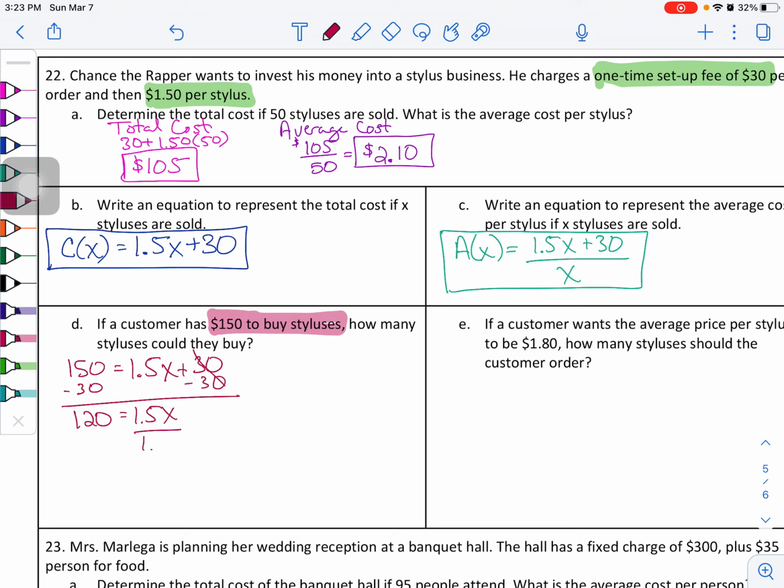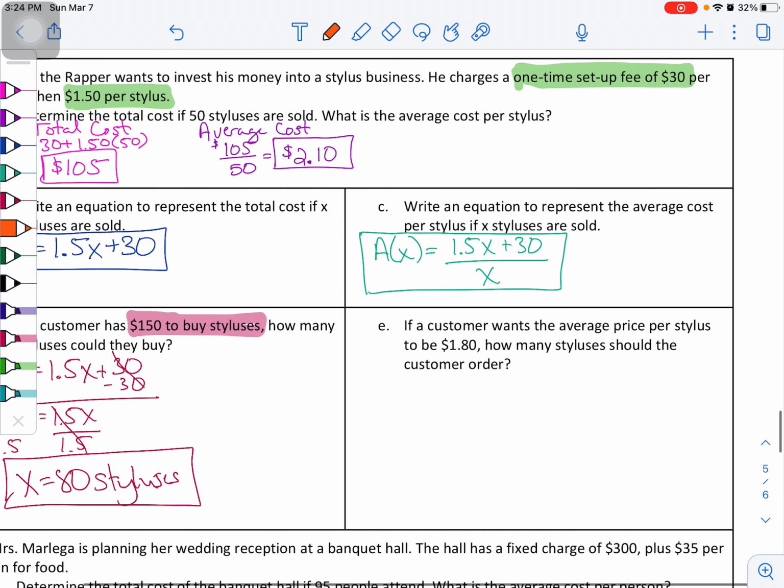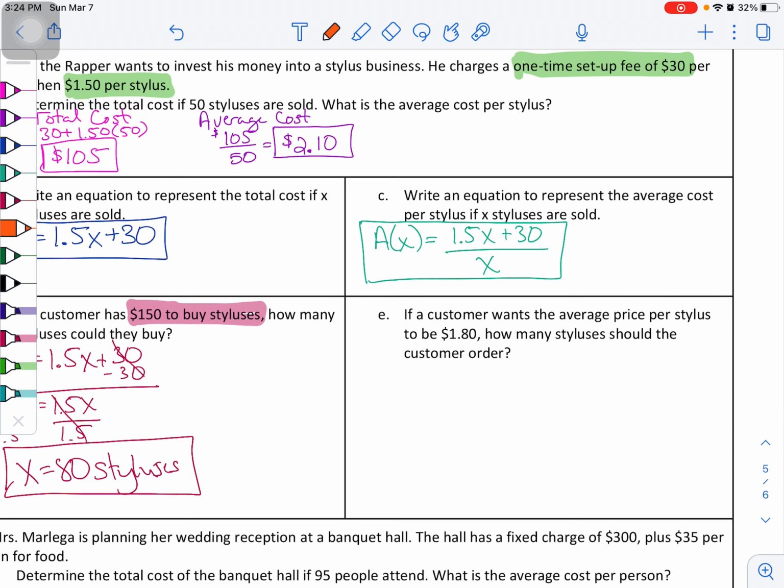I'm going to go ahead and subtract 30 from both sides. So 150 minus 30 should be 120. So 1.5x, I'm going to divide both sides by 1.5. Whatever 120 divided by 1.5 is, I'm going to get x equals 80 styluses. So for $150, you could buy 80 styluses from Chance the Rapper.